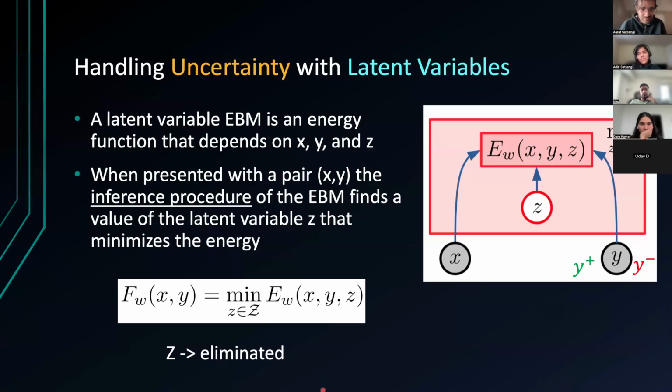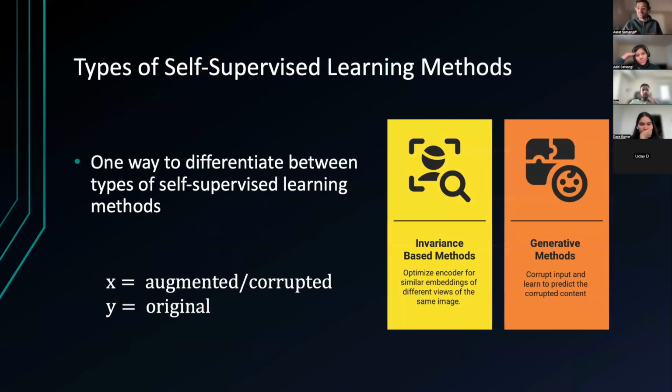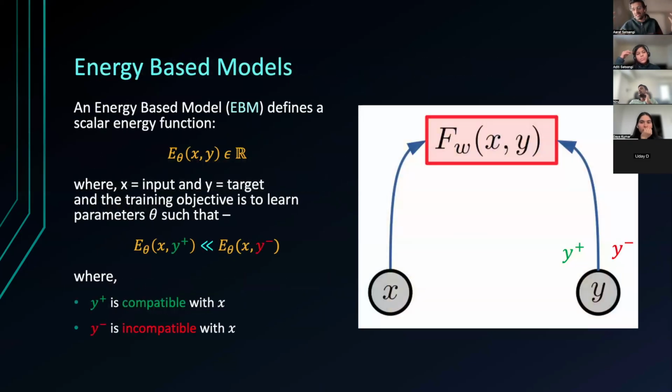Okay, let's move back to this slide. So whenever I'm saying X and Y, this is what I mean. X is the augmented or corrupted input, and Y is the original, what we are sending to the network. Y is the original input. Yeah, it's the original. So it's a self-supervised learning. Exactly the same thing. But when we are talking about energy-based models, it can be any X and Y.